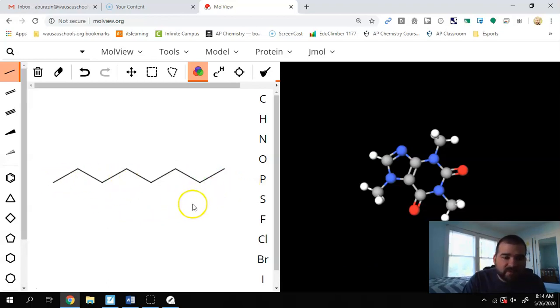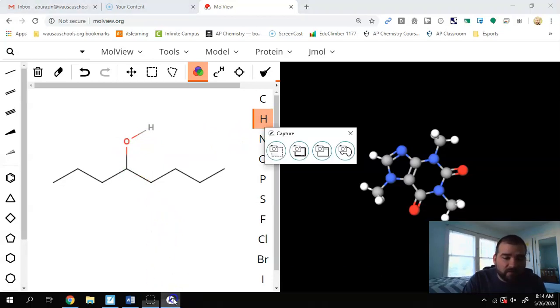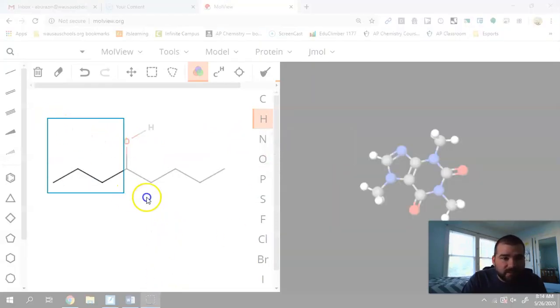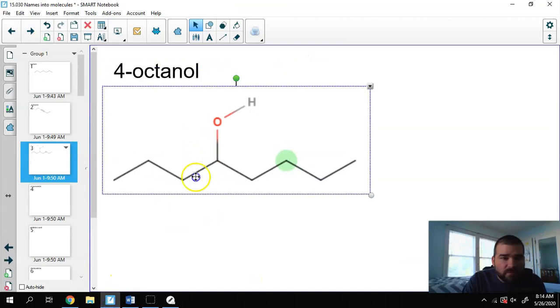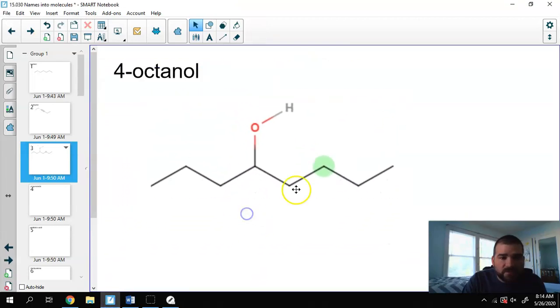Again, 7 segments, we get 1 more carbon. And then I have an OH group coming off of the 4th carbon on my chain. So 1, 2, 3, 4. Off of that, I'm going to have an oxygen and a hydrogen to make an alcohol group. So it's going to look like this. 4-octanol. We'll just copy and paste that over. And there it is. Oh, we got the highlight. That's all right.